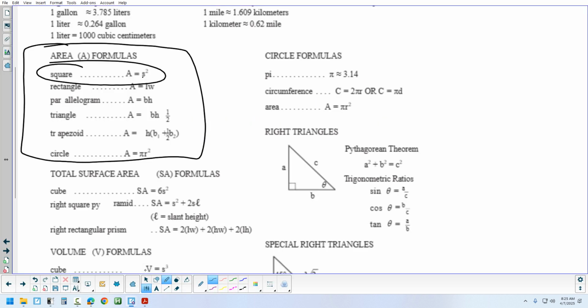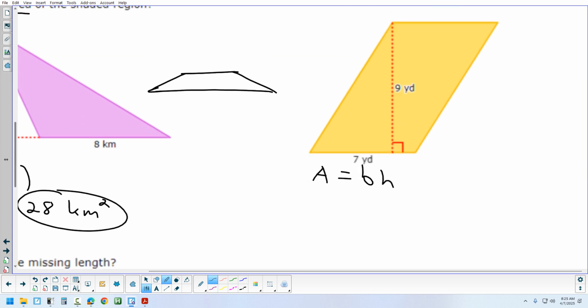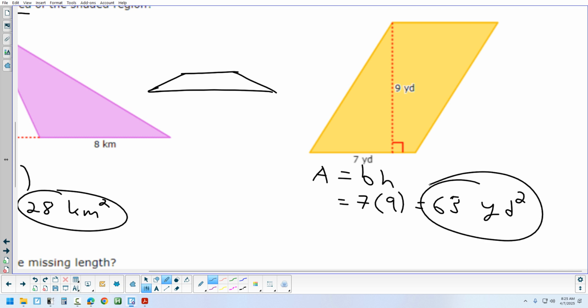So I'm going to see, do they have a formula for area of a parallelogram? Yep. The area is the base times the height. Okay, let's look at our formula. Write it down. And it looks like the base here is 7, and the height is 9. So 7 times 9, that's it, 63 square yards.